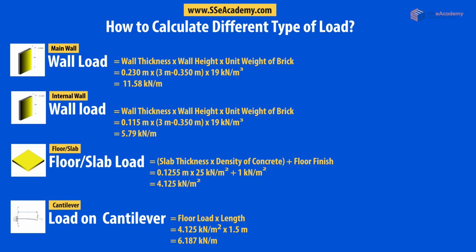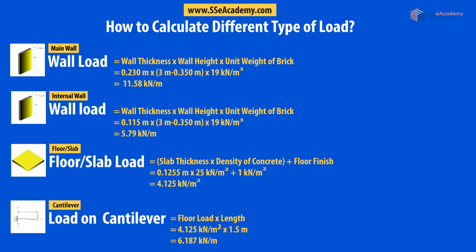In a similar manner, we have to calculate the floor load. Right now I have considered the density of concrete as 25 kilonewton per meter cube for the slab part, and the thickness of slab is 125 mm with an extra 1 kilonewton per meter square floor finish. So we can calculate the floor load as 4.125 kilonewton per meter square. And if we have any cantilever part, then you can simply multiply the floor load by the length of that cantilever part, so that you can also calculate the loads on the cantilever. This is how we will consider the loads one by one in STAAD Pro.